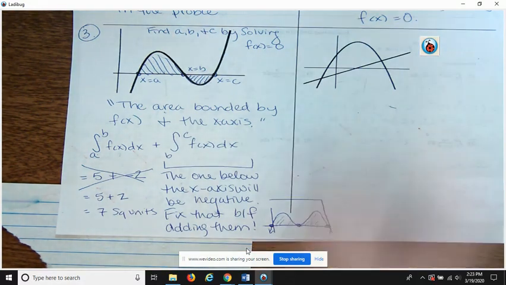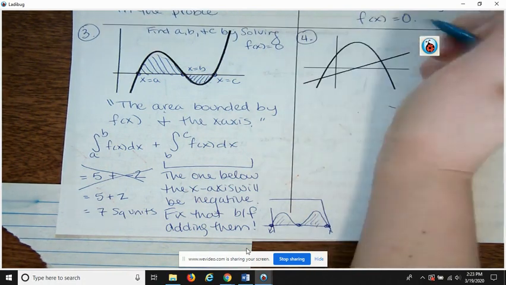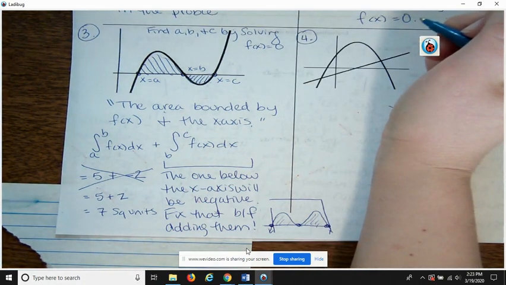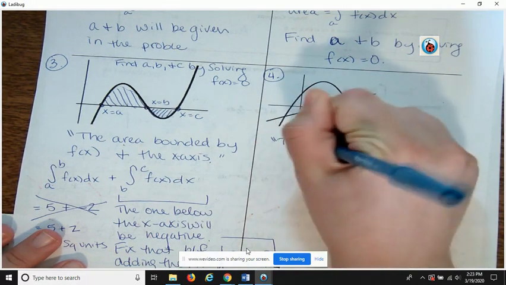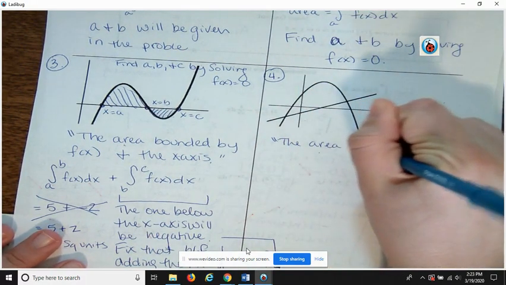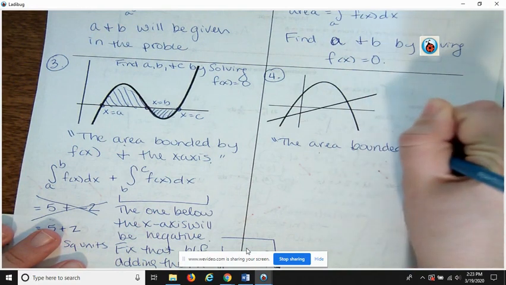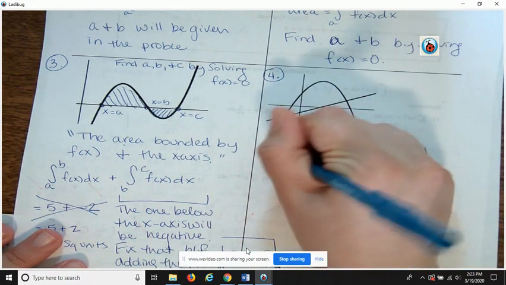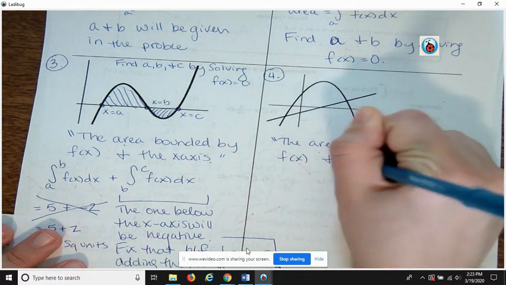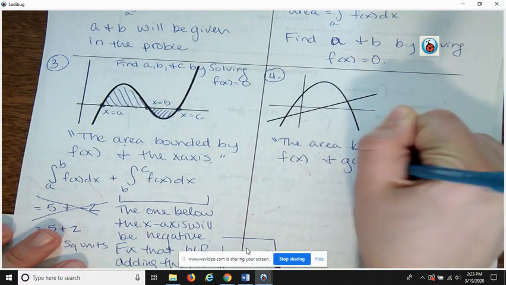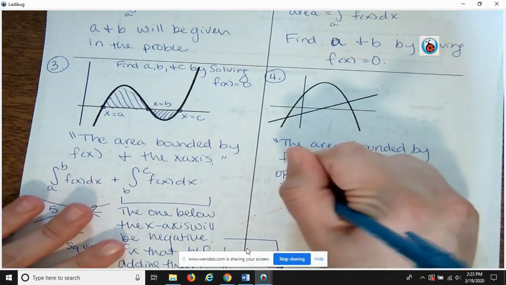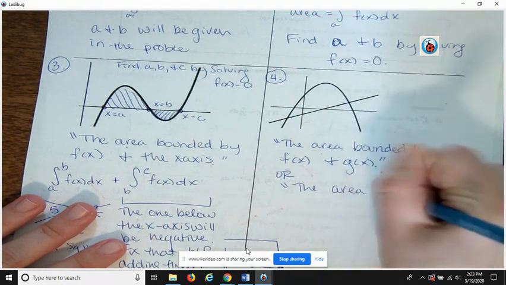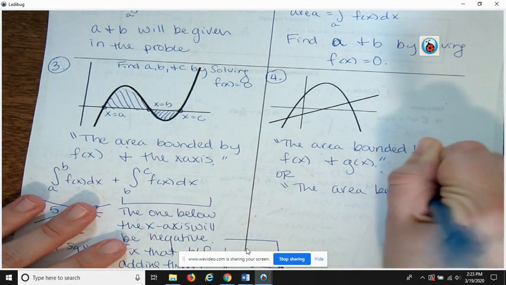And then the fourth and final thing that you might be asked for area is to find the area bounded by f of x and g of x. Or I guess they could also say the area between f of x and g of x.